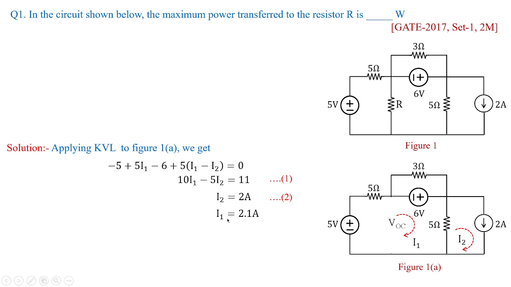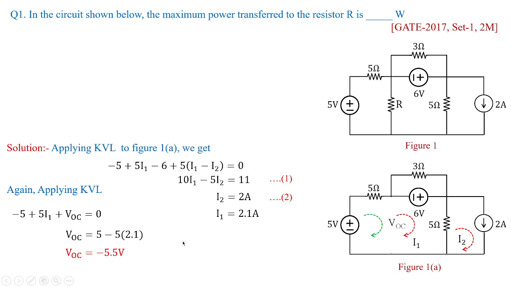Now once I1 is known, you can easily find out the voltage across this terminal. So I'm going to apply KVL again to this loop in this fashion, where you have minus 5 plus 5 I1, that is a drop, and from this point to this point you have the voltage, that is VOC, and that is why we have framed it as VOC equal to 0. Now from equation 1 and equation 2, we have obtained the value of I1, that is 2.1. Just substitute the value over here, you're going to get the value of VOC, which is 5 minus 5 multiplied with 2.1. This will give you the value of voltage as minus 5.5 volts.